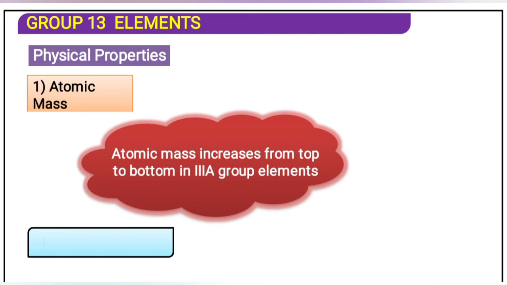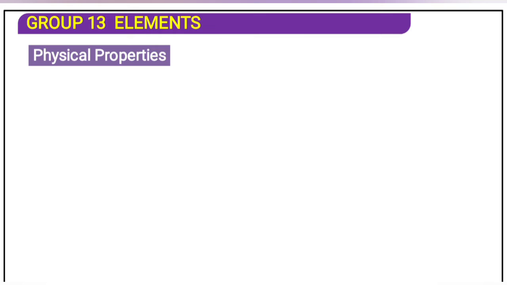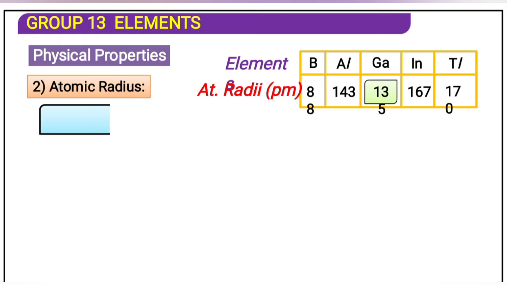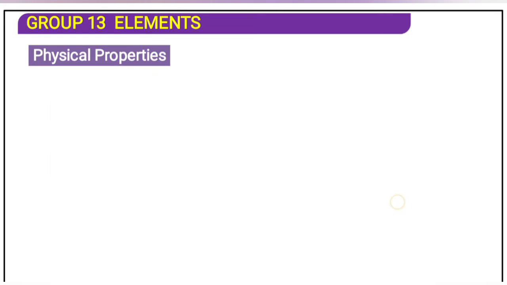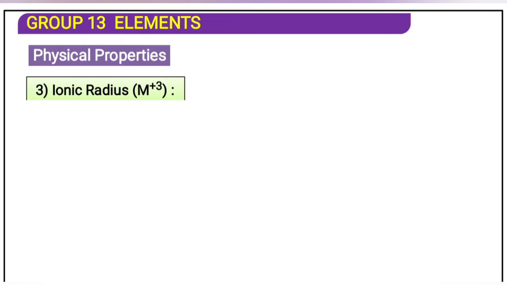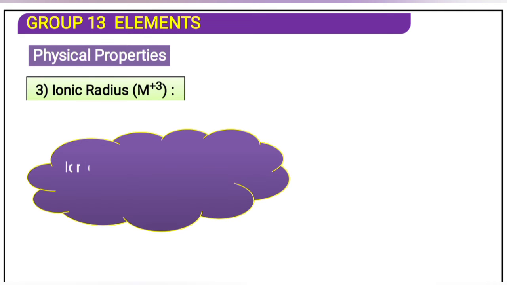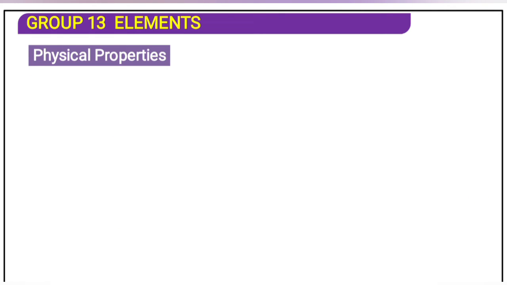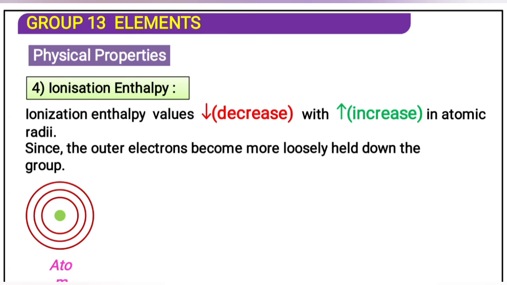Let's go for the physical properties as we go from top to bottom. In group 13, size increases, so that is the general trend. But there is an exception in aluminium and gallium, and indium and thallium also. The reason behind that is the presence of 3d10 electrons in gallium, whereas it is absent in aluminium. Ionic radius increases from top to bottom. Ionization enthalpy value decreases with increase in atomic radius. That is the common trend, since the outer electrons become more loosely held down the group.